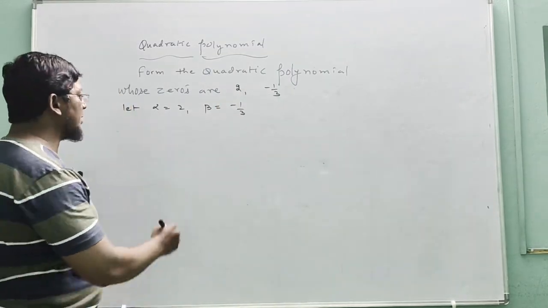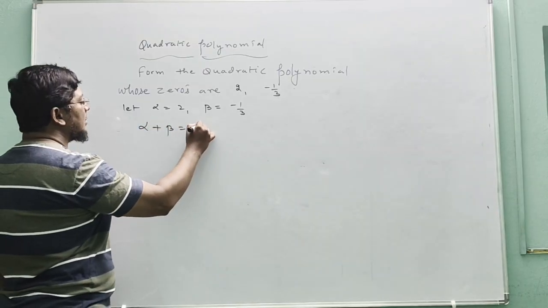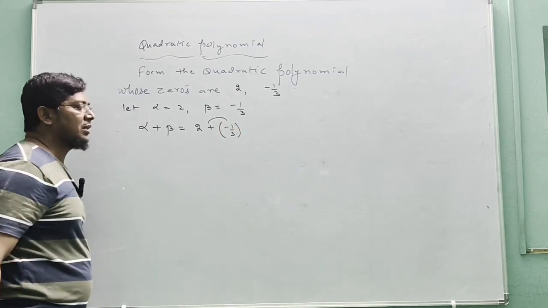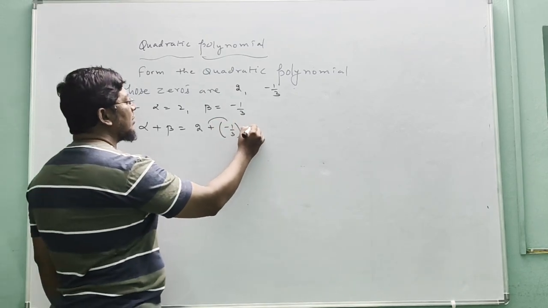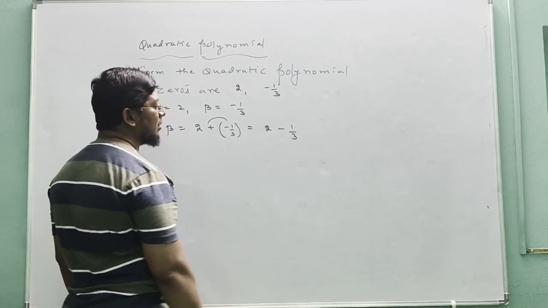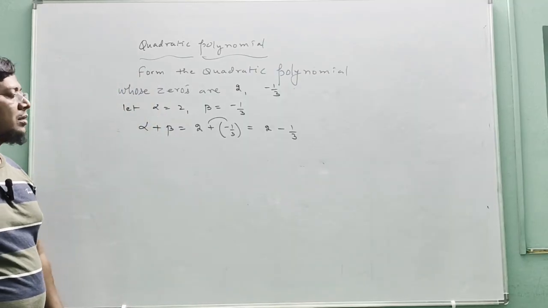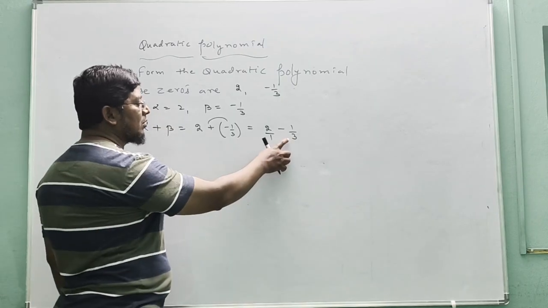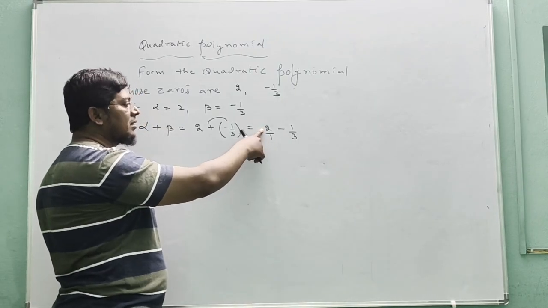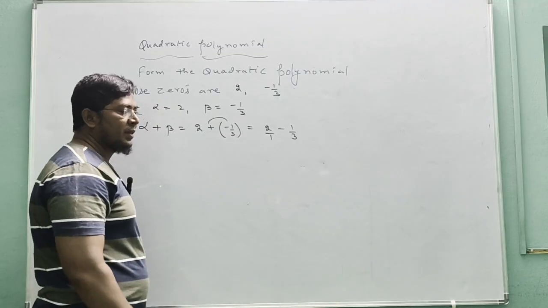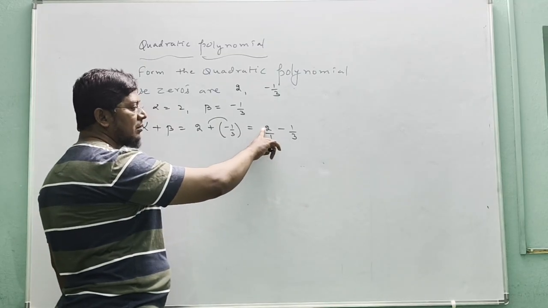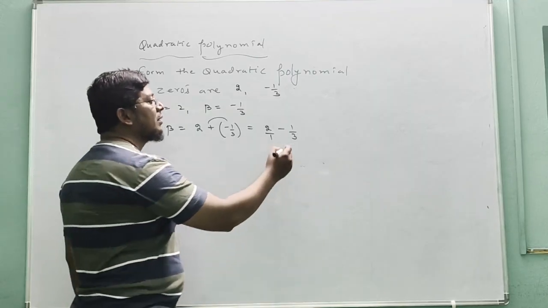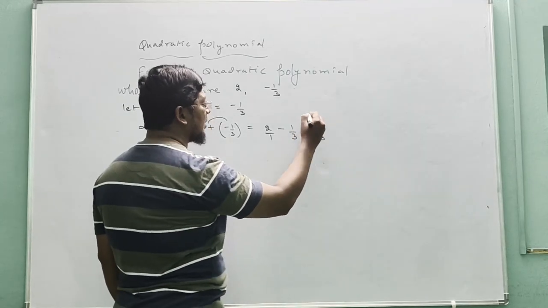Then we add both of these. Alpha plus beta is equal to 2 plus minus 1 by 3. Plus into minus is minus, so we have 2 minus 1 by 3. It is a mixed fraction; the denominator is 1, so we cross multiply. 3 twos are 6, 6 minus 1 is 5. So it is nothing but 5 upon 3.